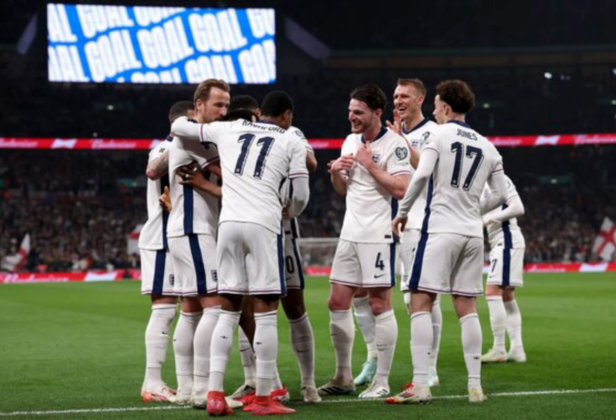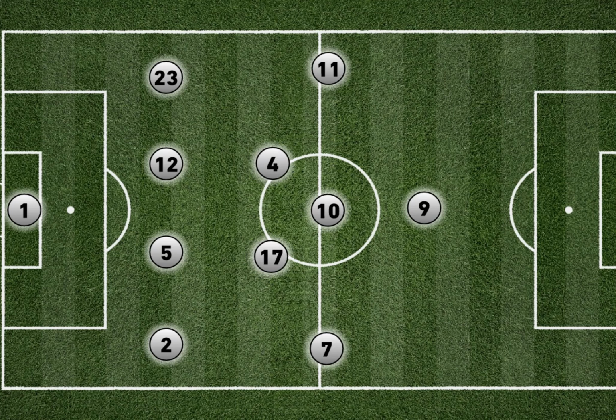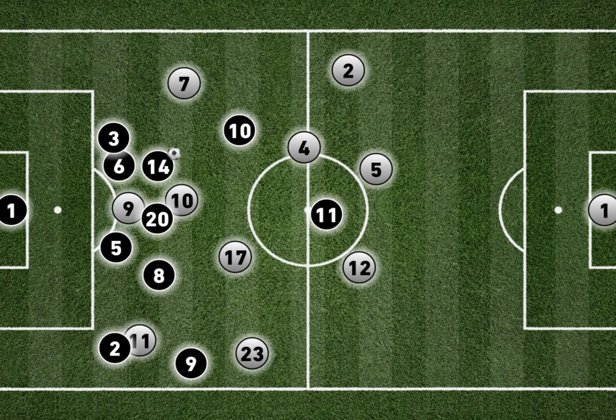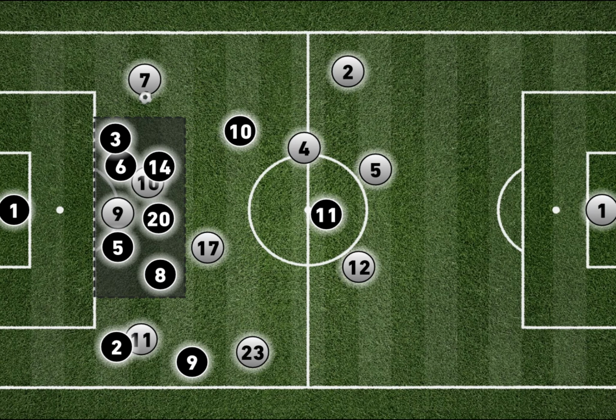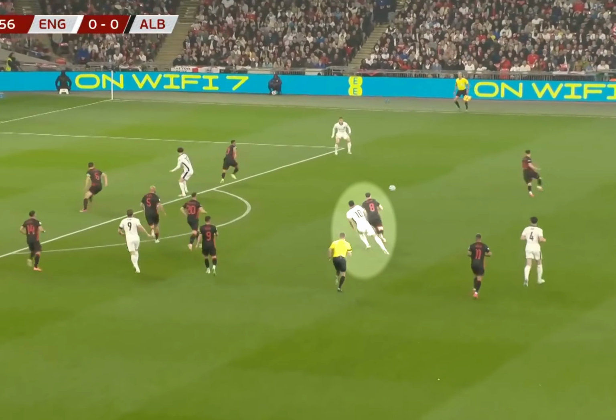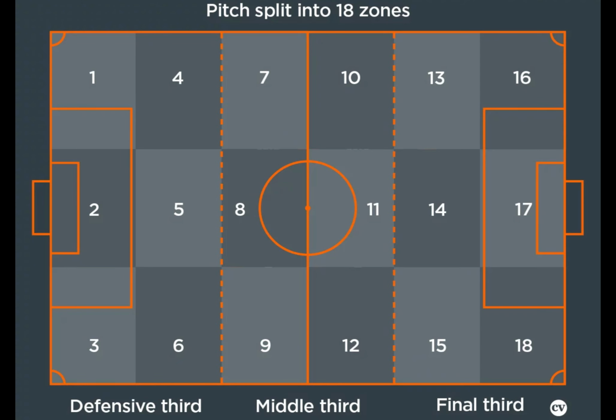Let's start with England's tactical setup under Thomas Tuchel. England was set up with a 4-2-3-1 formation with a double pivot of Declan Rice and Curtis Jones. In this formation, Jude Bellingham had a free role operating in between Albania's defensive and midfield lines and manoeuvring around Zone 14. As explained in previous videos, Zone 14 is an area located centrally just outside the penalty area.